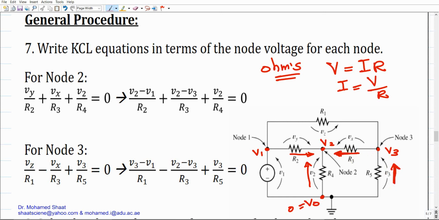There is one current that enters the node, and there is another current that also enters the node that comes from the element R1 according to this direction. It enters the node and goes to R3. Make sense?